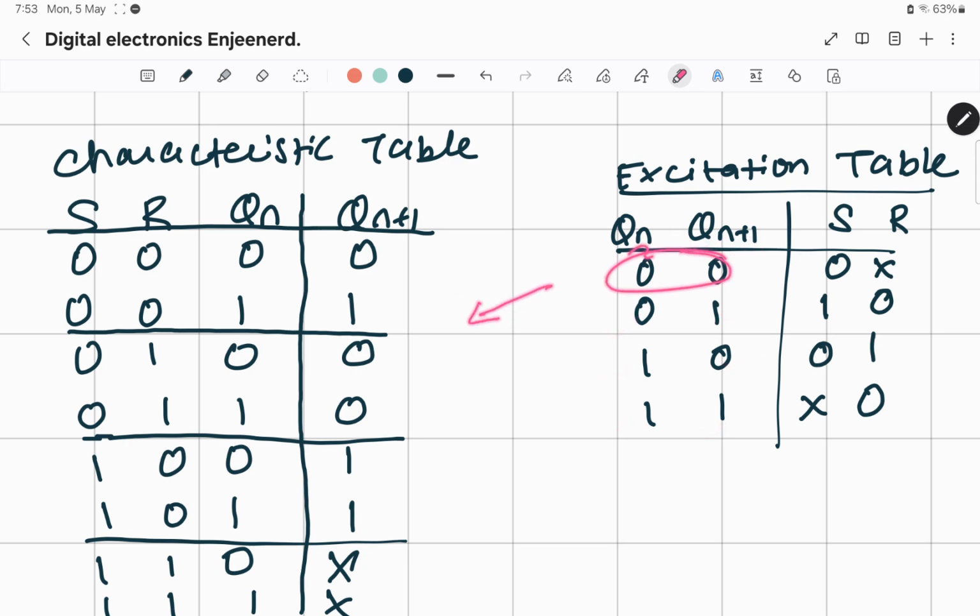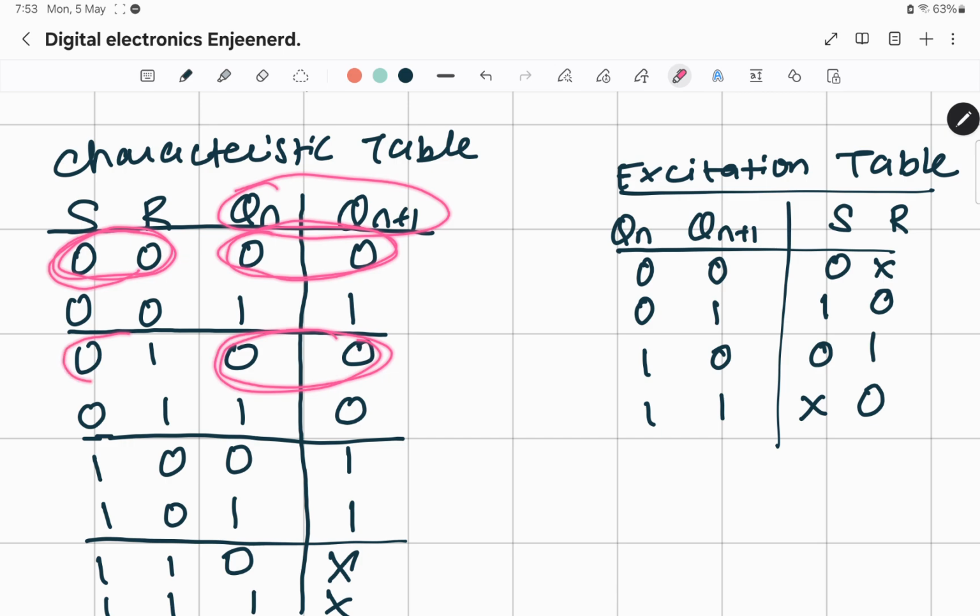For 0, 0, you have to see Qn and Qn plus 1. For 0, 0, what is your S and R? Again you have a 0, 0 here, and here you have 0, 1. Which means S is fixed to 0, but R is 0 or 1, means I can write S as 0 and R as don't care. I hope this is clear. Similarly, you can solve for all the others.